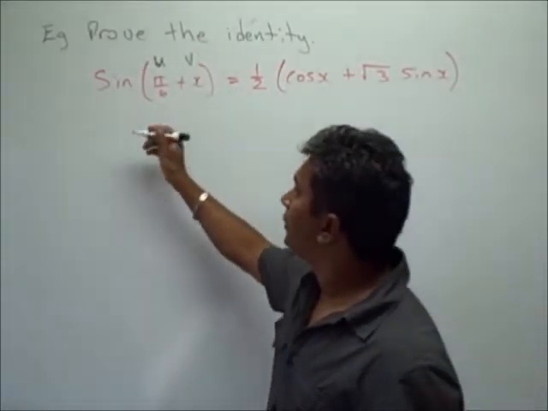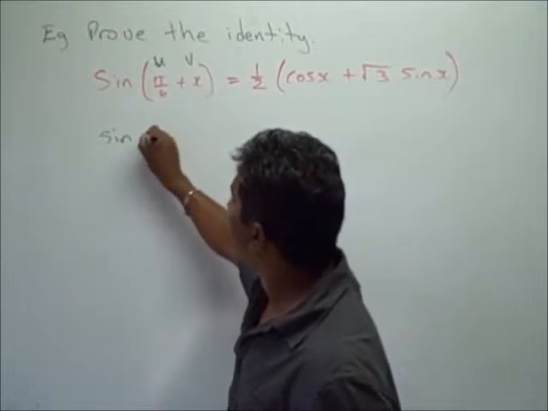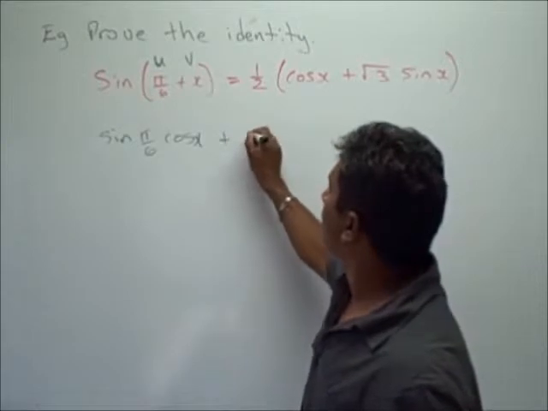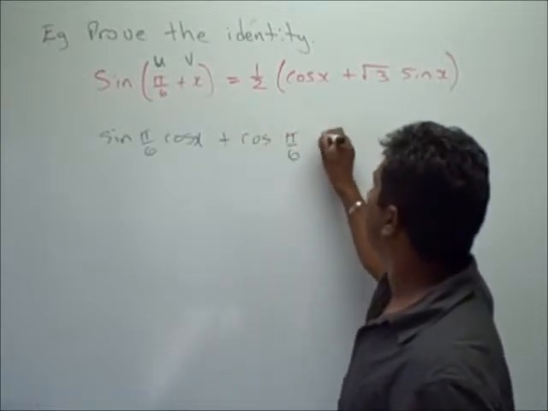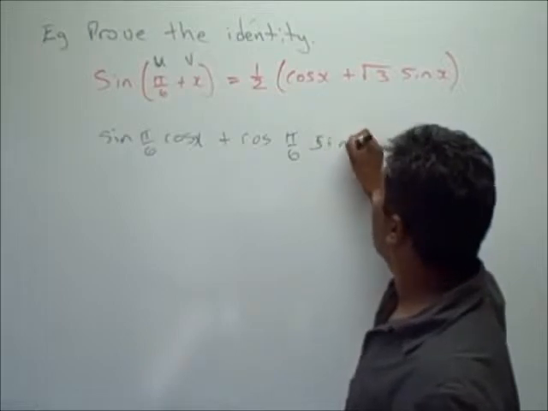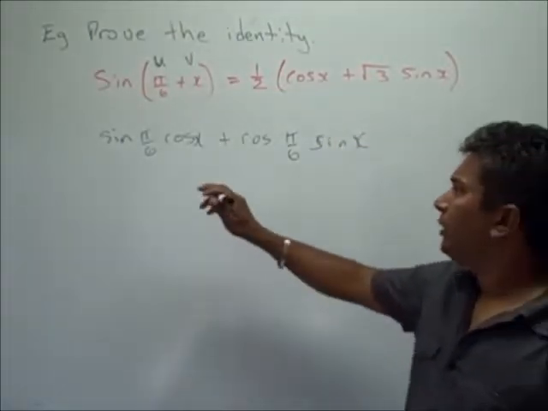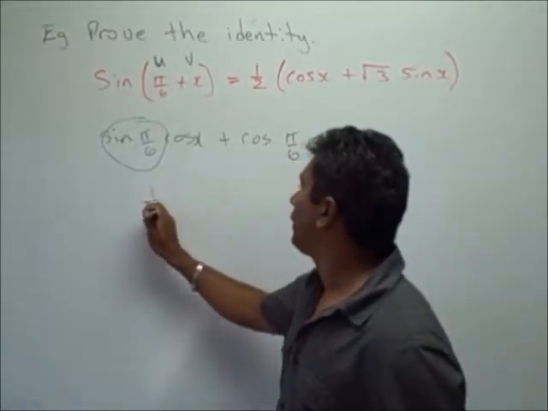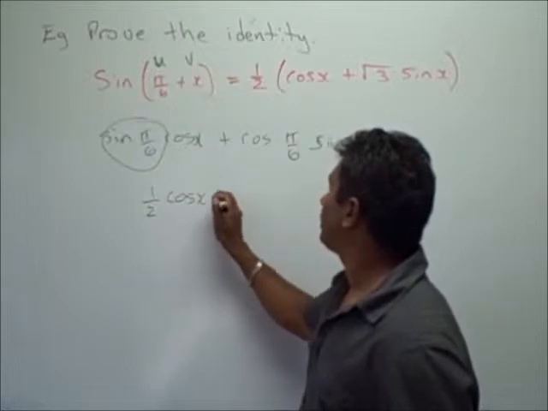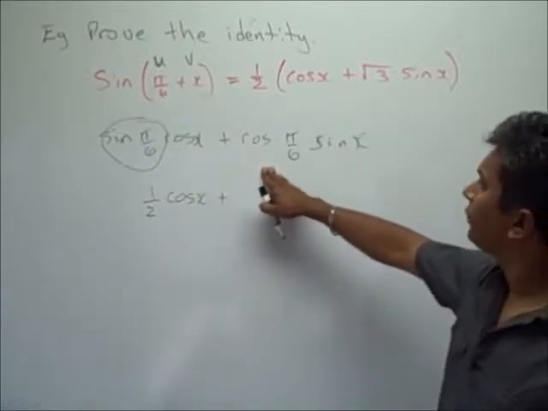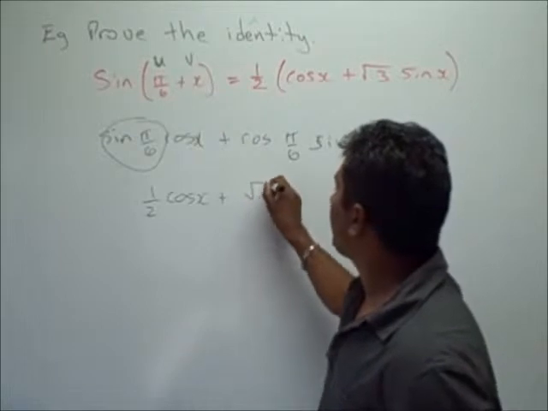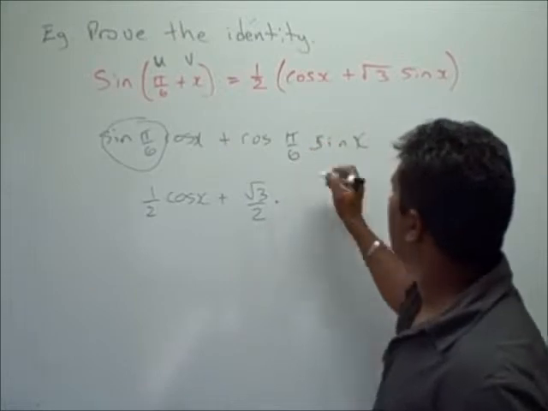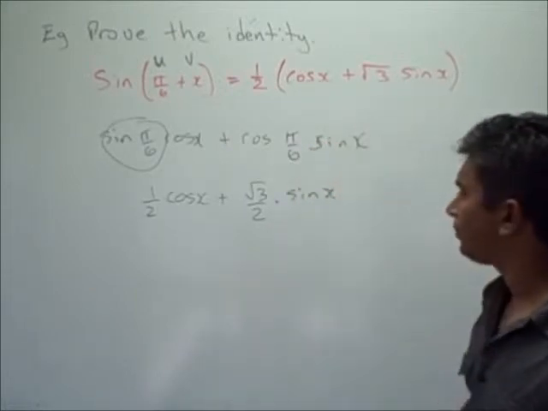So we can expand this, so this becomes sine of pi over 6 cosine of x plus the cosine of pi over 6 sine of x. We know the sine of pi over 6 from our unit circle is 1/2, so this becomes 1/2 cosine of x plus the cosine of pi over 6 from our unit circle, which is the square root of 3 over 2, times the sine of x.